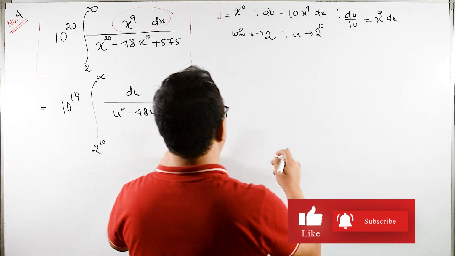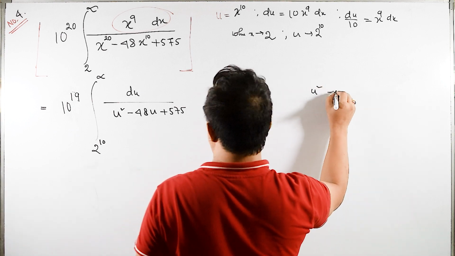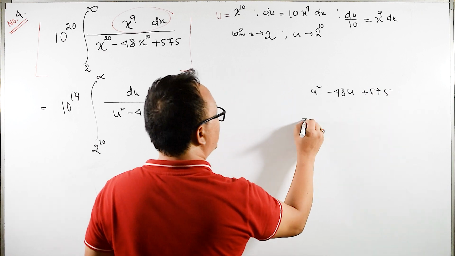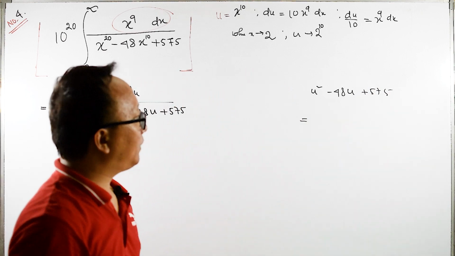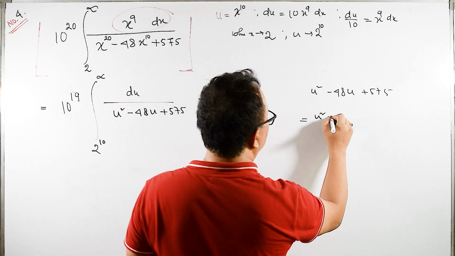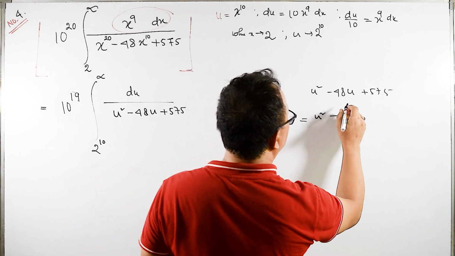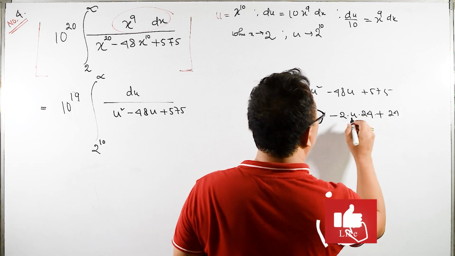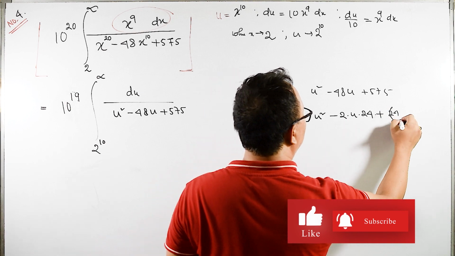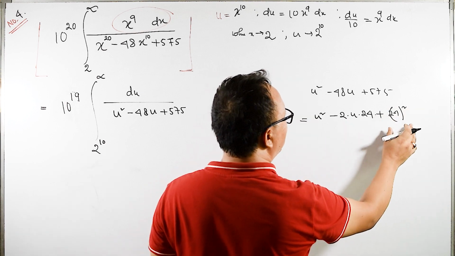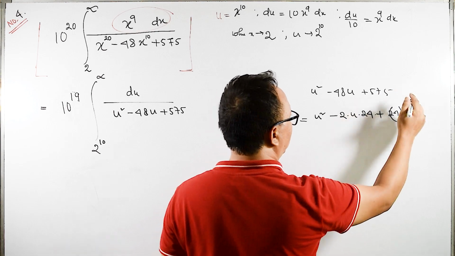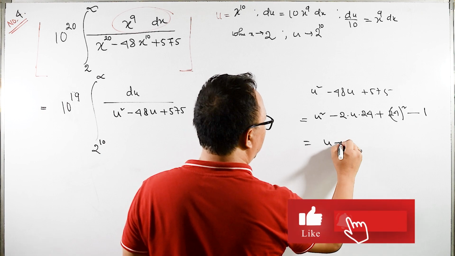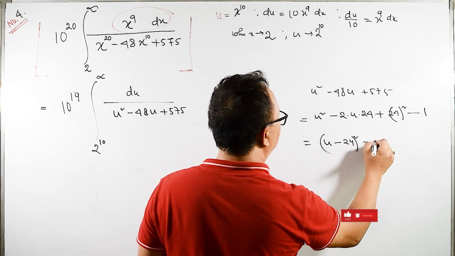Now let's consider u square minus 48 u plus 575. This is the same as, let's make a perfect square. Making a perfect square, this is the same as u square minus twice u into 24 plus, I need twice ab plus b square. But 24 whole square is 576. So we have 575, so 1 is extra. So I am subtracting this. Therefore, this is the same as u minus 24 the whole square minus 1.